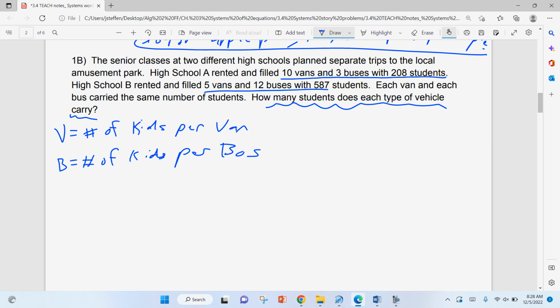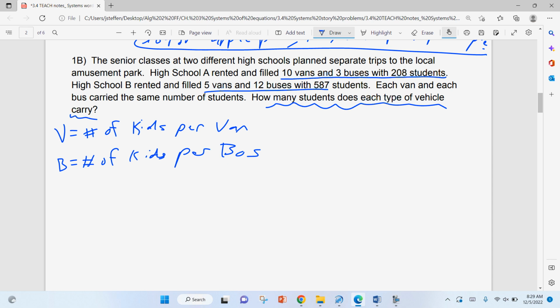I've seen students that literally use x and y every single time. x, number of kids per van. y, number of kids per bus. Now, if you're going to use x and y, that's fine, but then you definitely need to make sure you label your variables. Because if you use v and b and don't label them, I'll probably count half the point off, but it's a lot easier to see what you're talking about. If you just use x and y, it's a little bit more of a struggle.